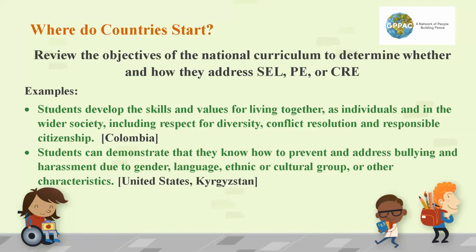So in Colombia, the focus is around what's called democracy education, civics, and citizenship education, and is linked. In addition, in Kyrgyzstan, the curriculum was reviewed by looking at it through a gender lens. And in the United States, students can demonstrate that they know how to prevent and address bullying and harassment due to gender, language, ethnic, or cultural groups or other characteristics. Most of the 50 states, if not all, already have legislation that you can access around bullying prevention from the Education Commission of the States.